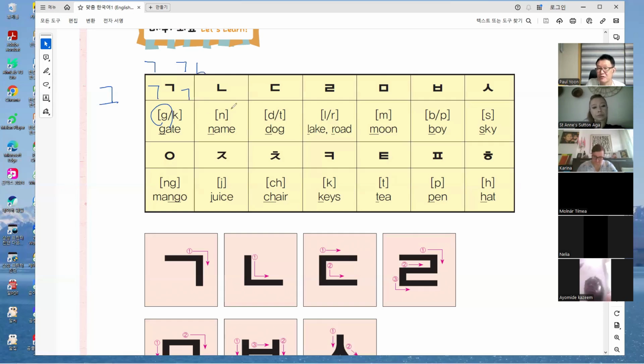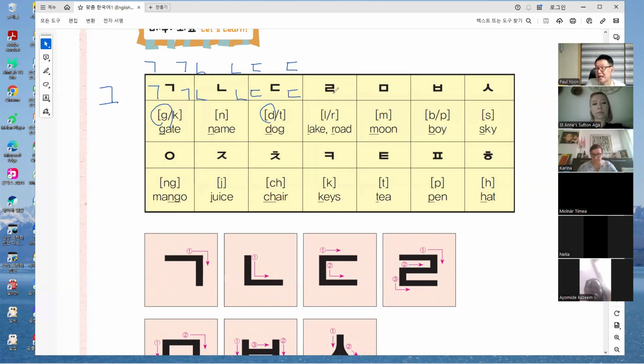Next, this is the N sound. Nay, no. N sound. N. No. Next, D sound. Alphabet D. Dog, door, do. Sometimes you may hear it like a T sound, but it's closer to D. Dog, door, do. Good.